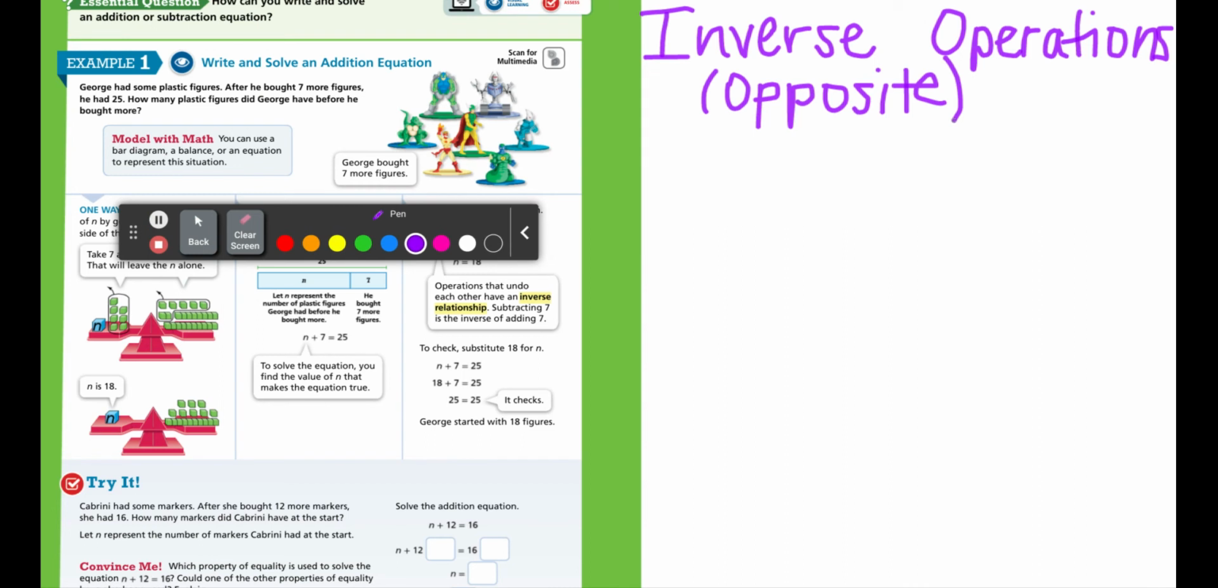Inverse operations are opposite operations. So what is the opposite of addition? The opposite of addition is subtraction. And what's the opposite of multiplication? The opposite of multiplication is division. So we have to remember that addition and subtraction are opposites, and multiplication and division are opposites. So you should have this copied in your notebook.